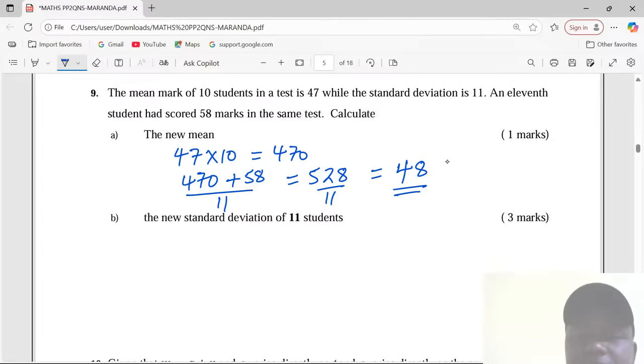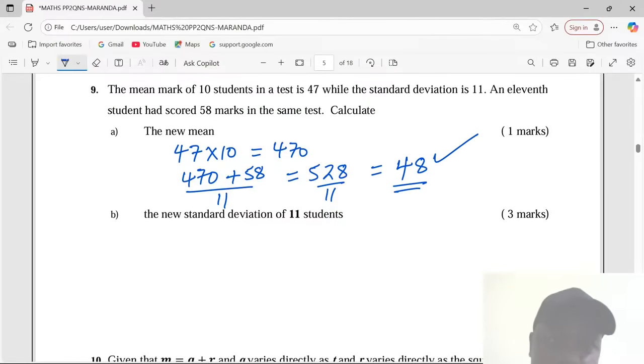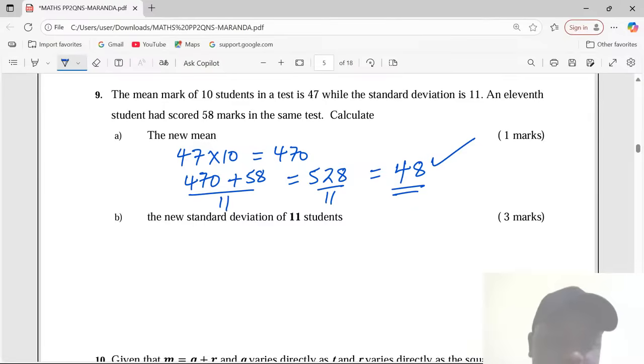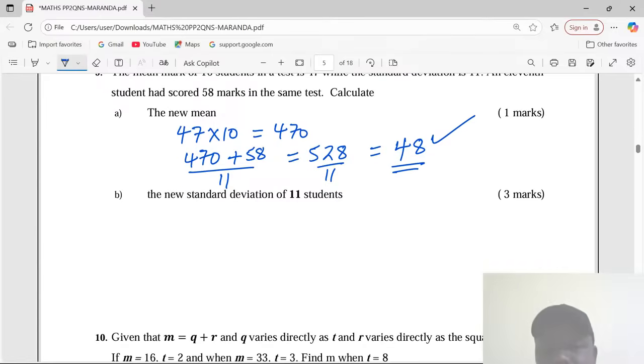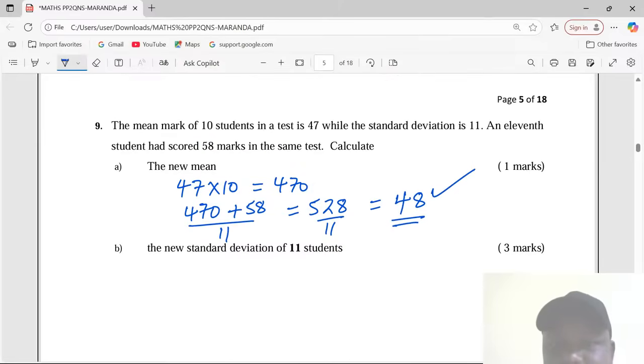So the mean is now 48, because they had a total of 470 marks when they were 10. Now the 11th student is coming with 58 marks, and they now become 11. So we divide the total by 11 to get the new mean. We were also told that the standard deviation of the 10 was 11.